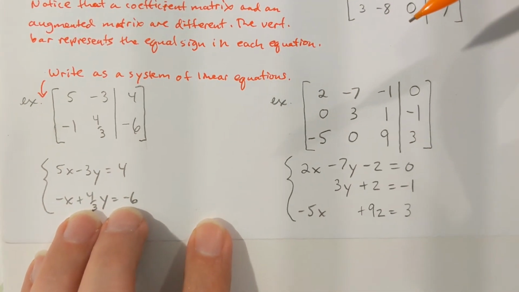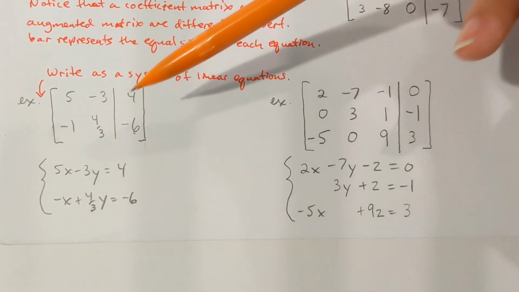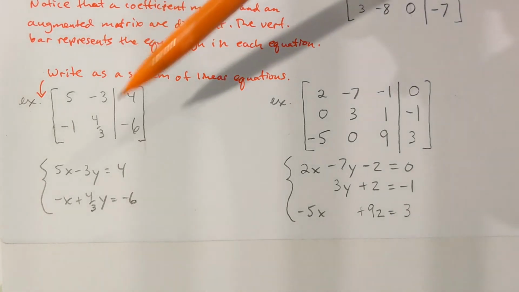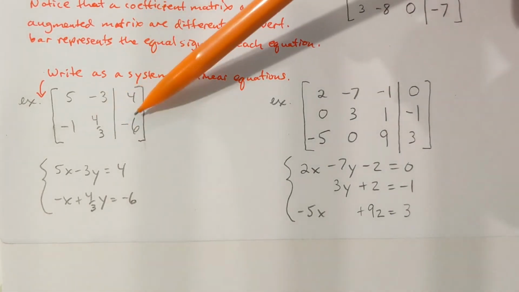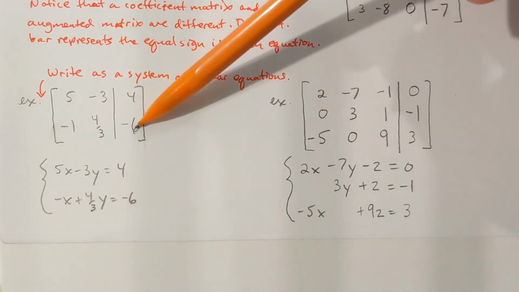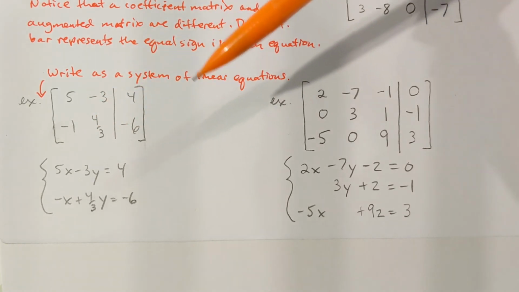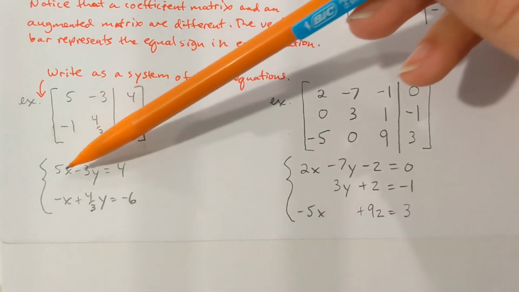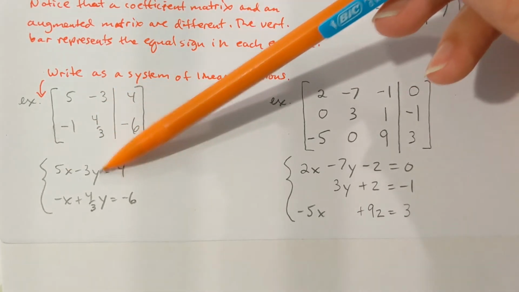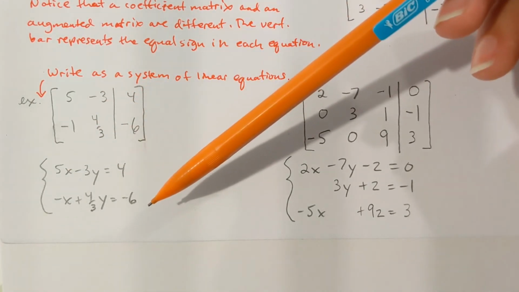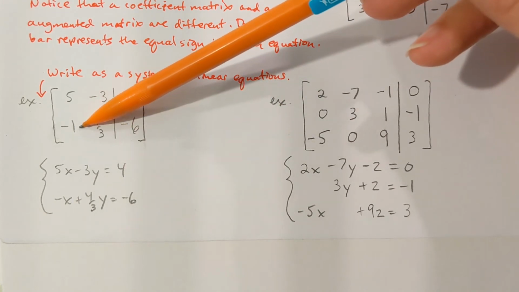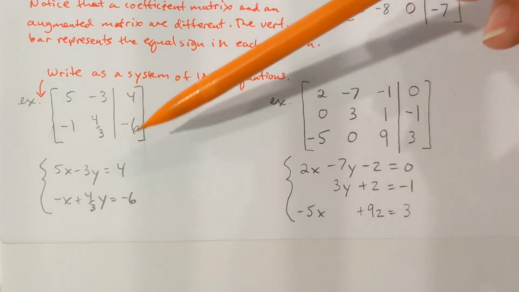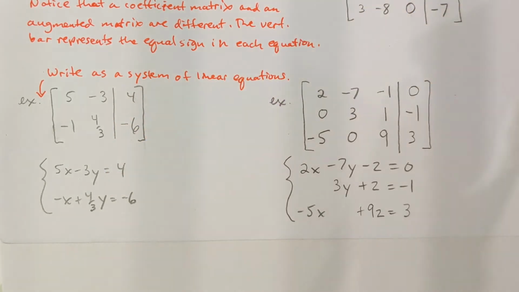And let's go the other way. What if we had an augmented matrix? Let's write it as a system. Here's one example. So here's my augmented matrix. I'm going to have two equations, and there's going to be two unknowns. The top equation, I've got a 5 in front of x, so this will be 5x minus 3y equals 4. And then the bottom equation, negative x plus 4/3 y is equal to negative 6.